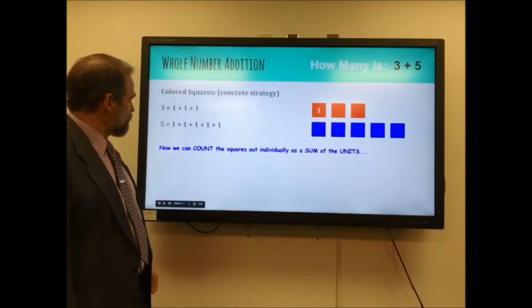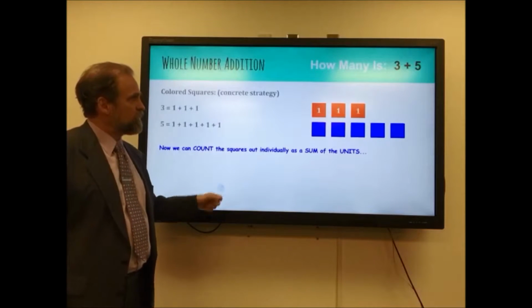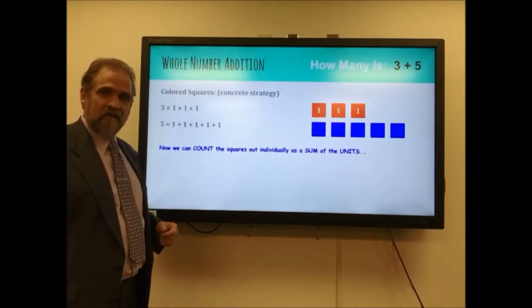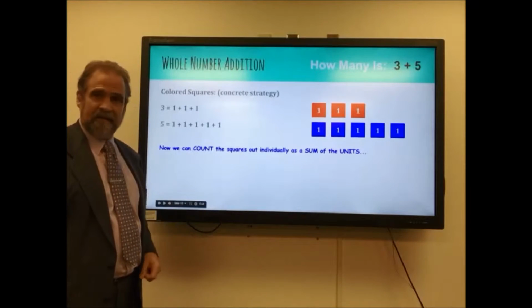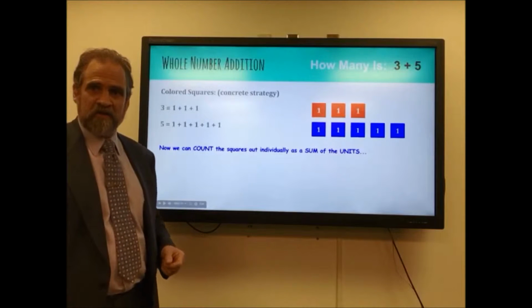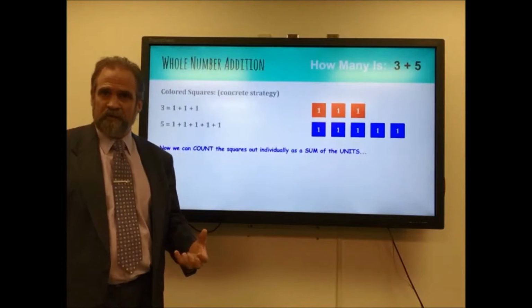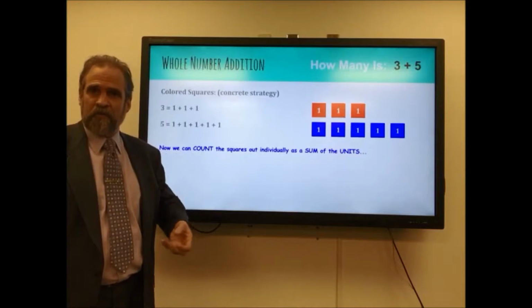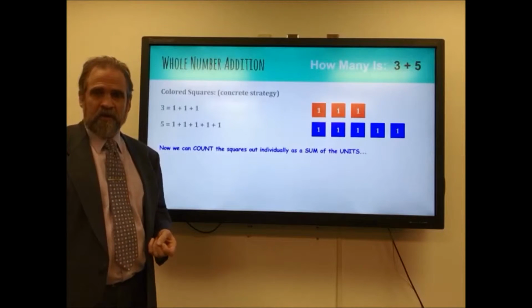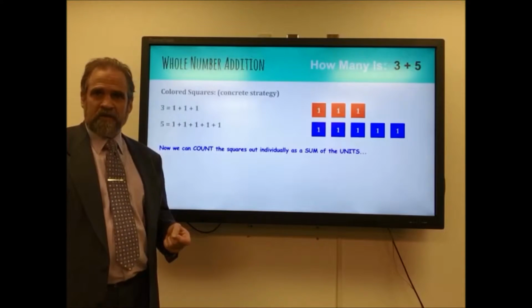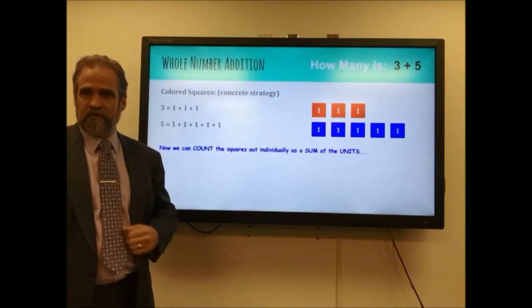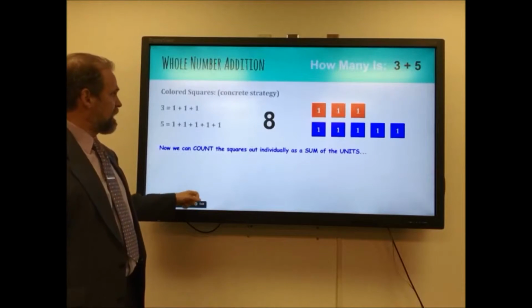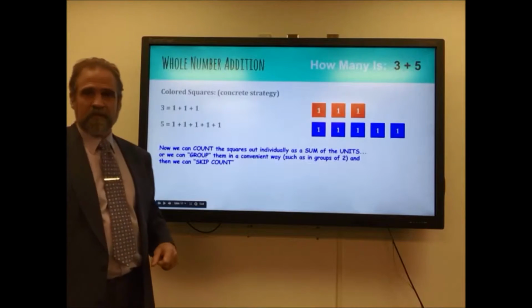All right, so we're going to count these out, 1, 2, 3, and counting 4, 5, 6, 7, 8 things. Counting is a fine strategy. There's nothing wrong with it. Use the strategy that makes the most sense to you and build up to more advanced strategies. Using some of the strategies will help these students gain understanding and confidence and perseverance. 8. Now, I could also skip count, right?